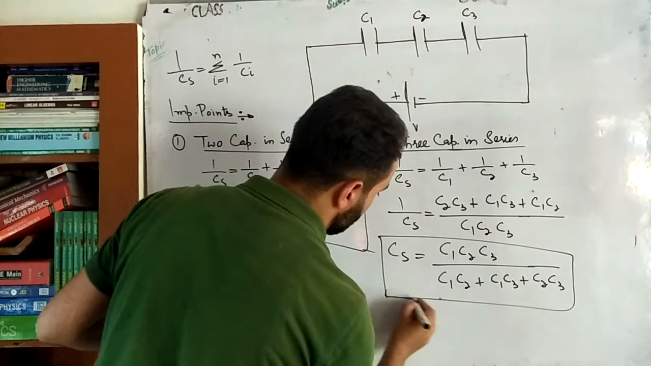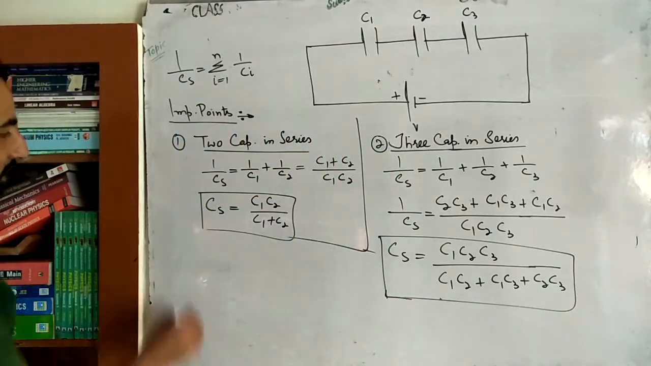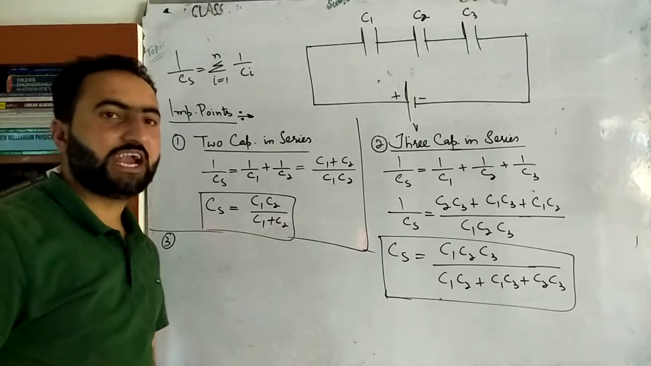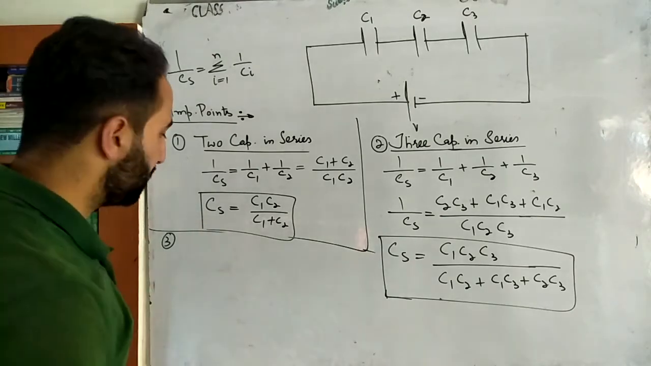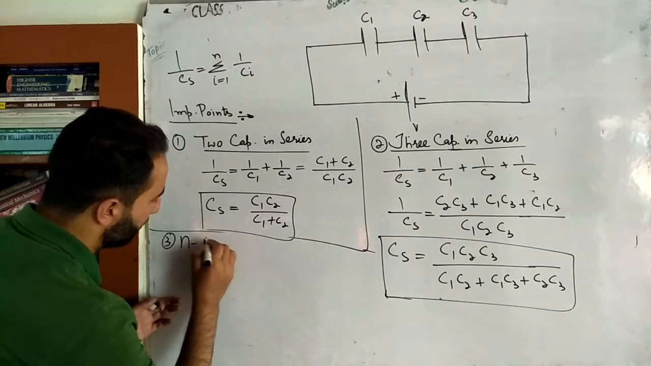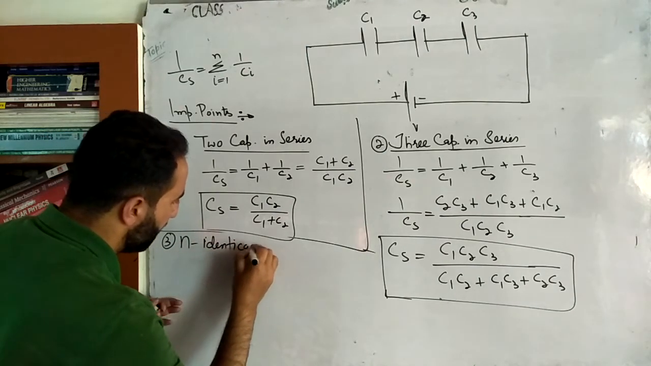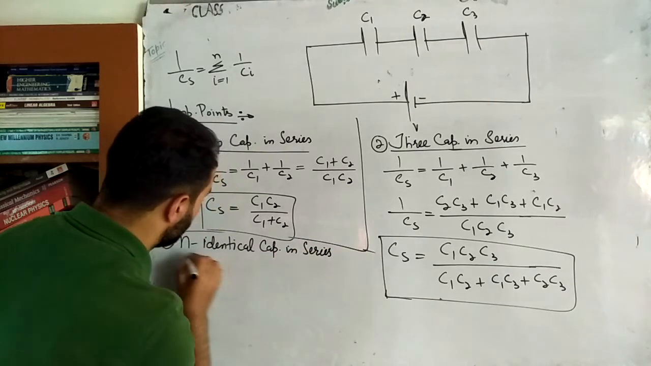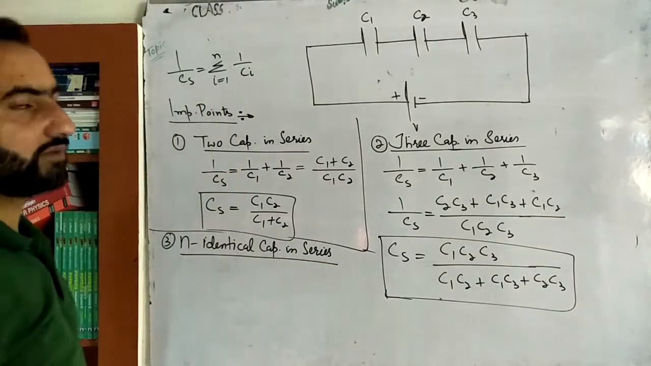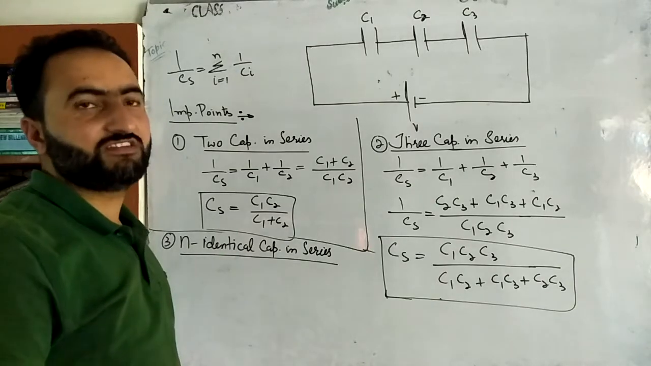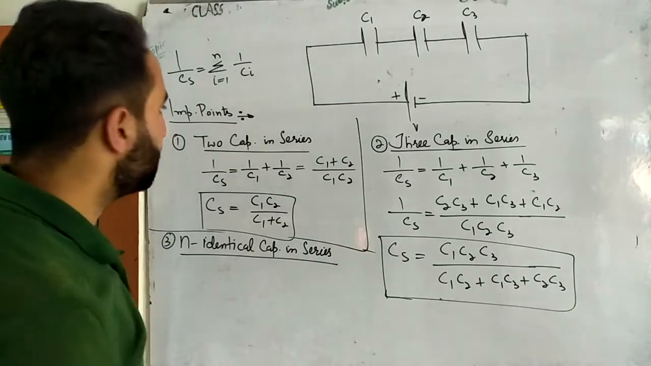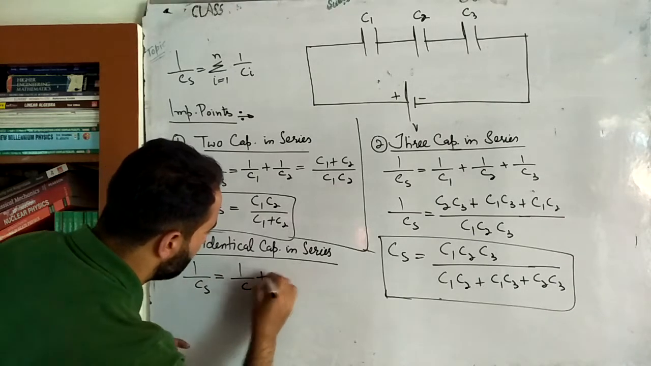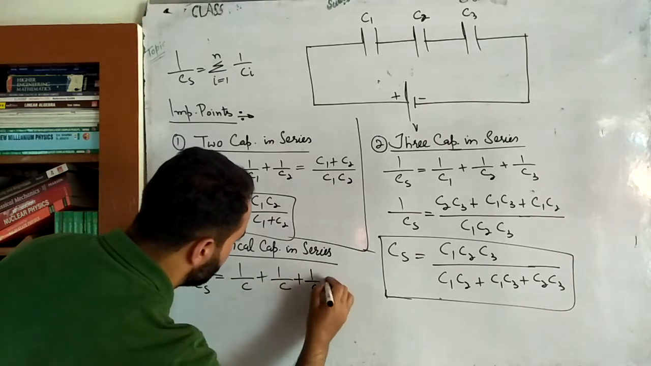Okay, so point number one, point number two, important. Then point number three: suppose there are n identical capacitors connected in series, each having the capacitance C, and you are supposed to calculate the equivalent capacitance. Since they are connected in series, 1 divided by CS will be equal to 1 divided by C plus 1 divided by C plus 1 divided by C, and so on.